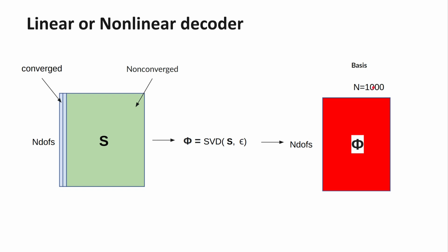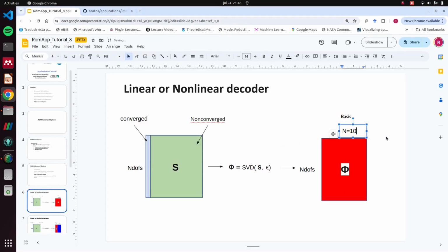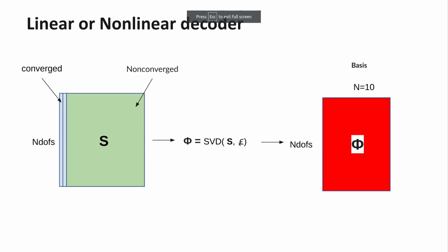So, for example, let's say I put epsilon equal to 1e-8 and I get n equals 10. That's okay. This capital N, the number of columns in this basis matrix, dictates how fast my reduced model will be. In some way, it also dictates whether my reduced model will be able to capture enough of the information. And I want it to be small so that my reduced model is fast.